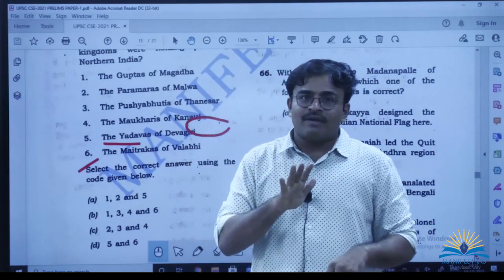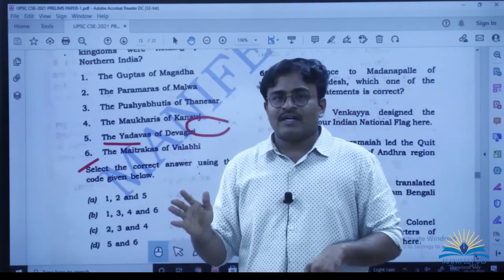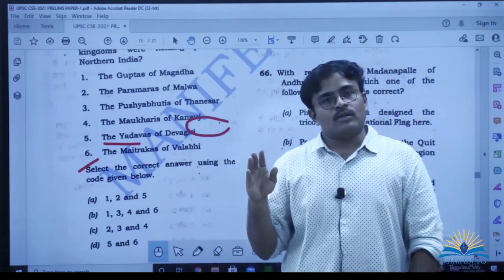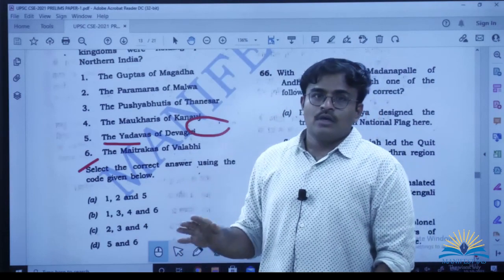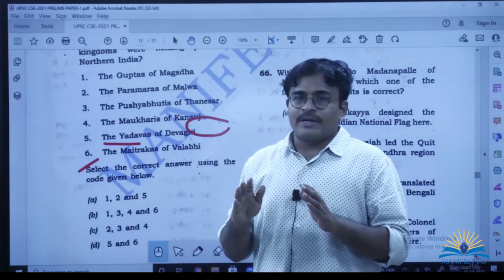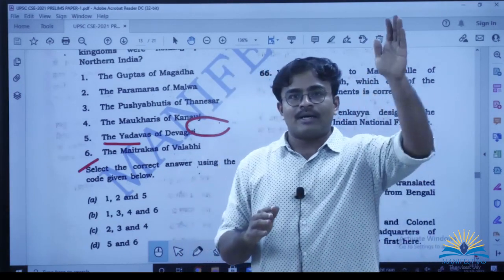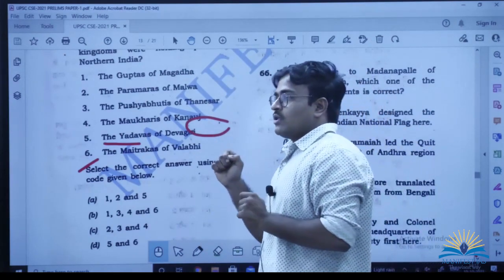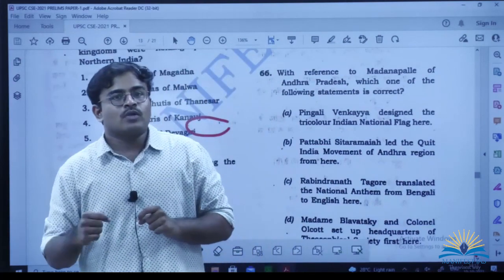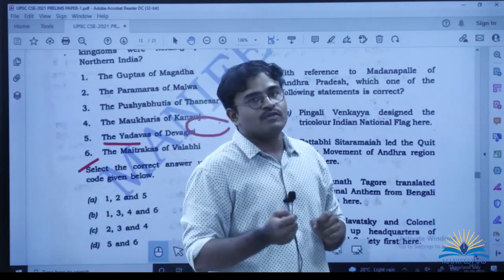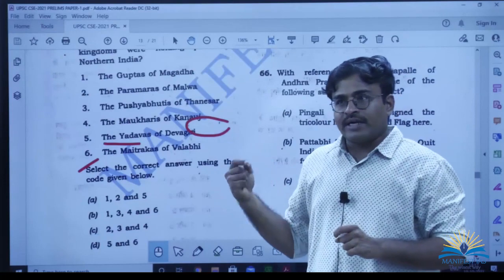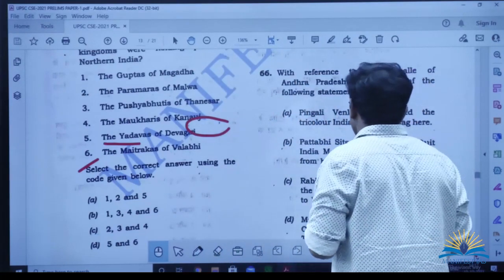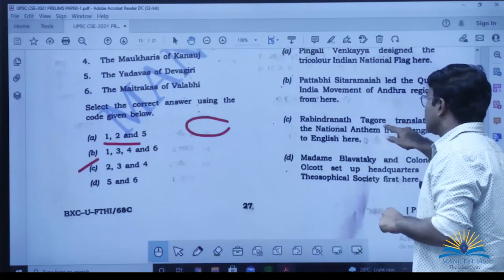H.S. Olcott and Madam Blavatsky are not associated with Madanapalli. In fact, they were the ones who established the headquarters of the Theosophical Society in the Adyar province near Madras. But they are not associated with Madanapalli. In fact, Madanapalli is associated with the place where Rabindranath Tagore visited the Theosophical Society, and there he translated the Jana Gana Mana into English, and he also set Jana Gana Mana to tune during his visit to Madanapalli. Madanapalli was later associated with Jiddu Krishnamurti too. So the answer for this question is C.